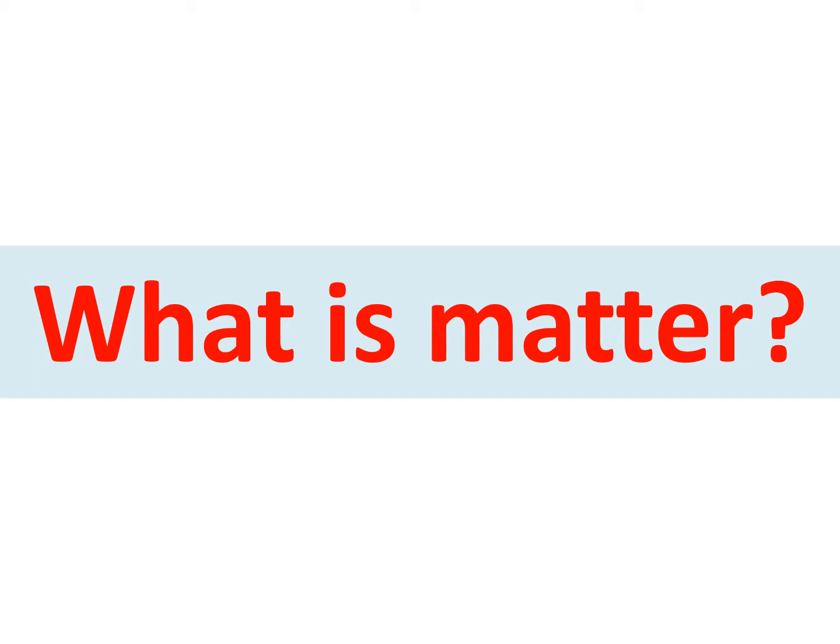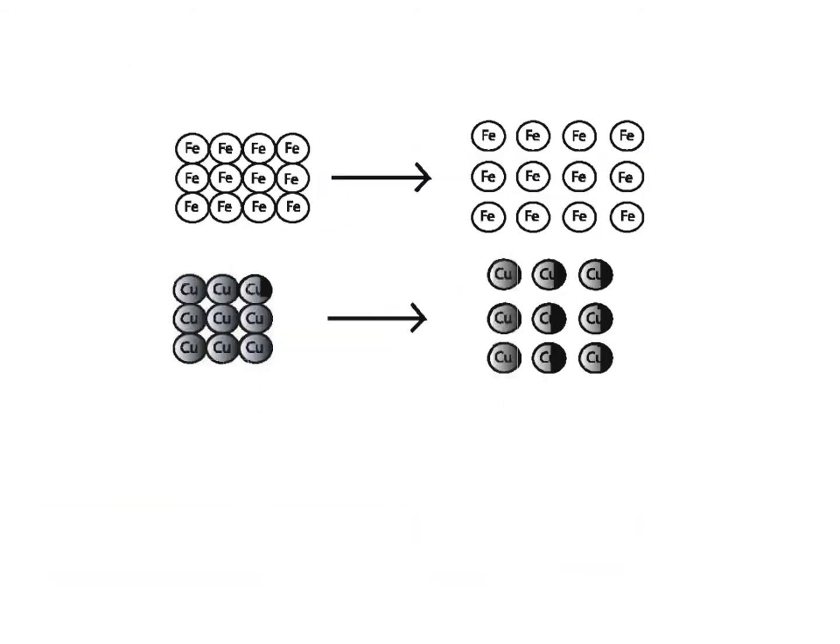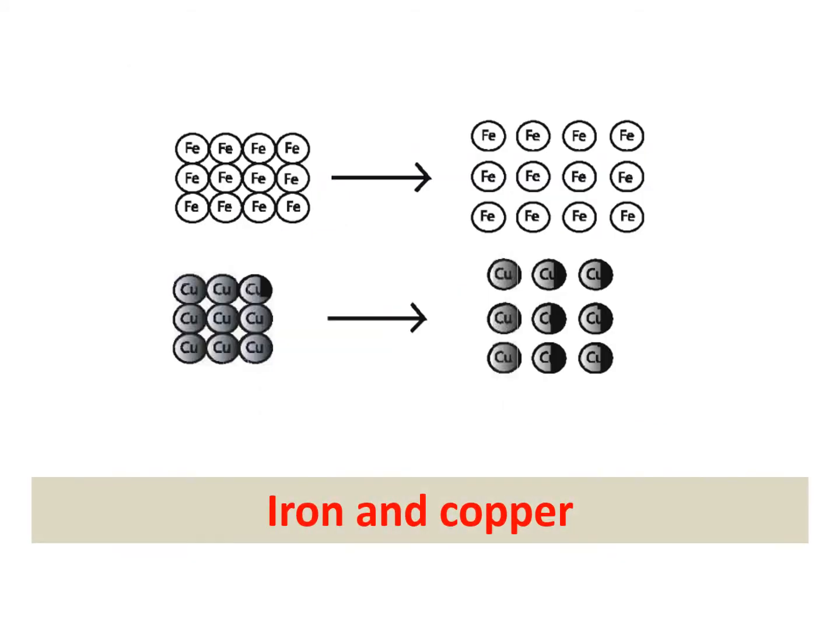If you go outside, you can see different types of matter. Look here. You can see a chair. You can see glass. These are matter. Glassware is made of glass, and the chair is made of wood. So these are matter. But dear students, this is iron metal and copper metal.